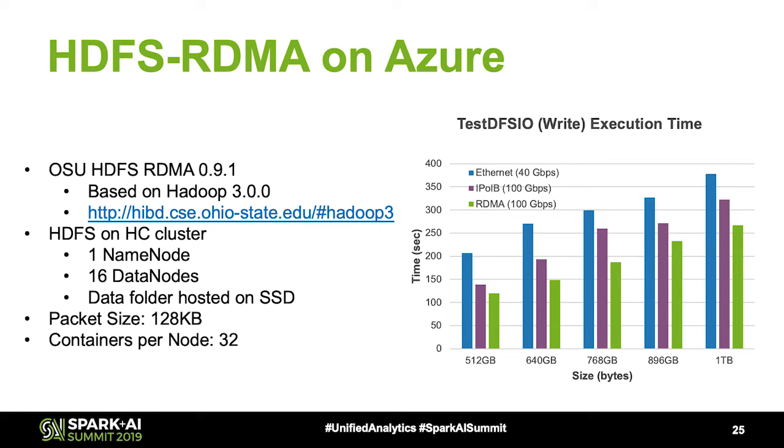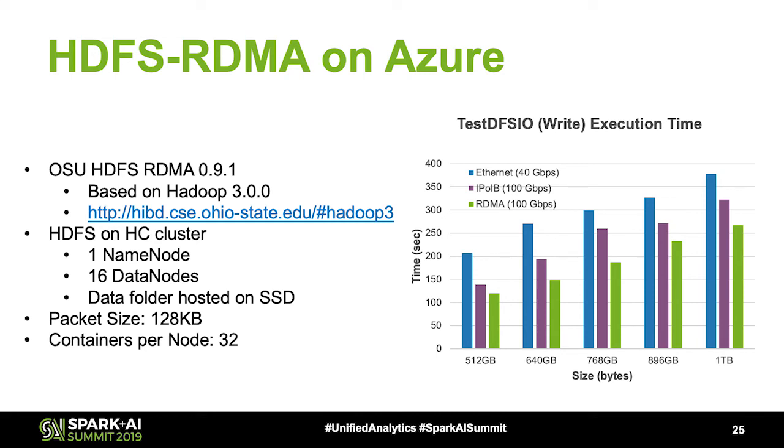I'd also show some of the other big data middleware which are accelerated using RDMA. For example, this is OSU HDFS-RDMA. So here, again, the data communication is accelerated over RDMA. This is, again, based on Hadoop 3.0, and we compare different transport technologies: Ethernet, IP over IB, and RDMA.